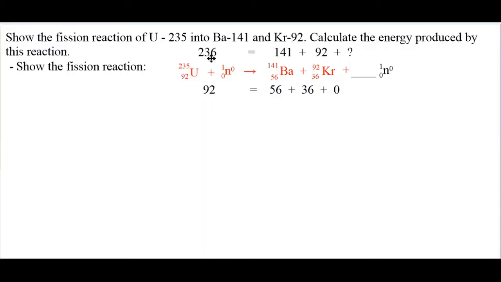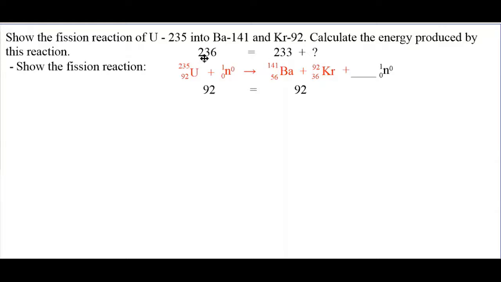So that's where I typically write just above. And then I'll add those guys above. So 141 and 92 will give me 233. So I don't know how many neutrons are added yet, so I keep that ignored. Put an X there if you don't like the question mark.